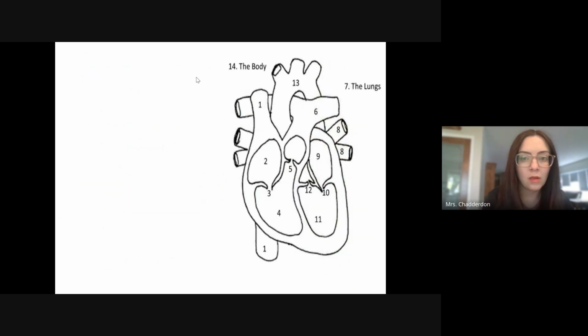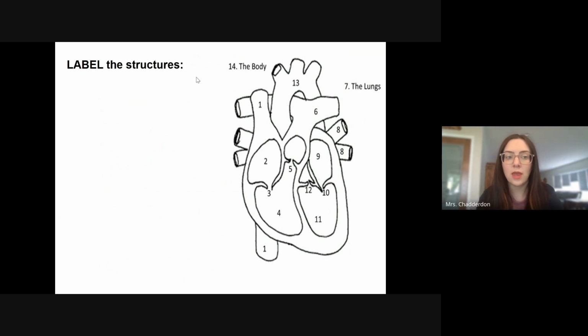Right? Now, let's label the parts of the heart. Okay, so you have this image. Number 1 is the vena cava. You can see there are 2 number 1s. This is just this tube behind the heart. It's the same structure, so just label it once. Vena cava.